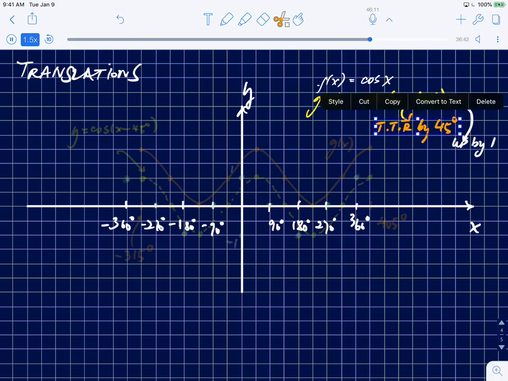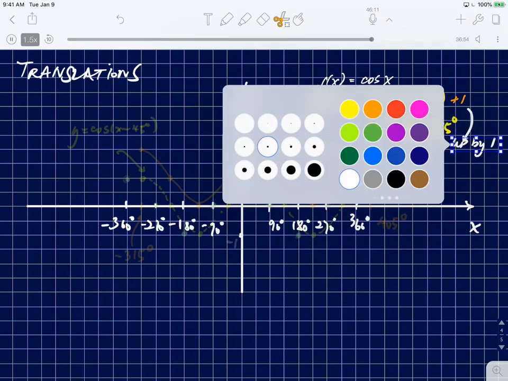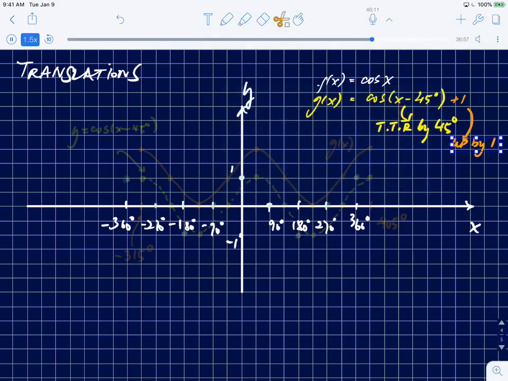So we have a horizontal and a vertical translation. Again, I'll start with the main points. So for cosine, let's say this is 1 and negative 1. So positive goes to 0, goes to negative 1, to 0, and back to 1. And same on the other side.